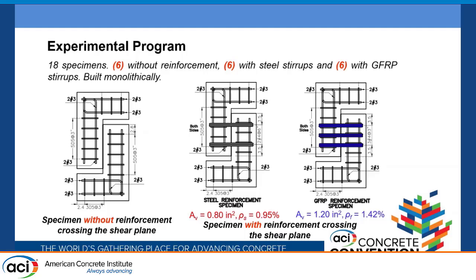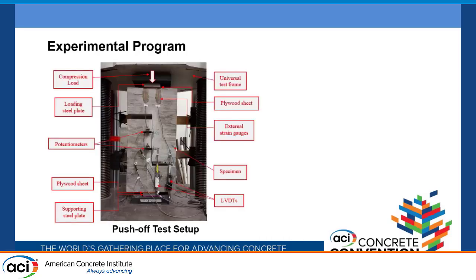Basically, the amount of reinforcement in this case was obtained based on obtaining the same capacity or the same strength between the two specimens. So here you can see the amount of reinforcement in terms of area and reinforcement ratio. So this picture represents the push-off test.